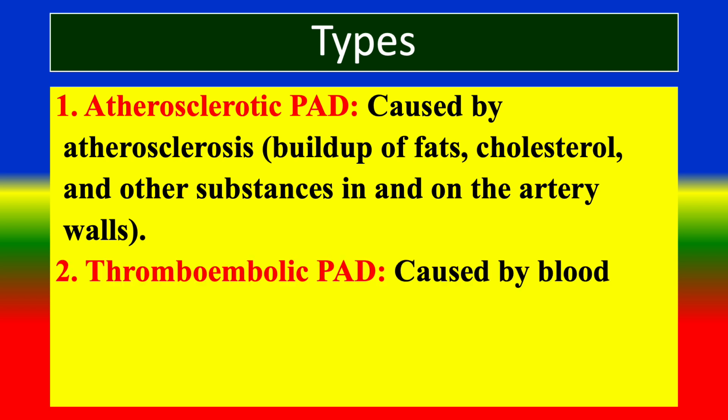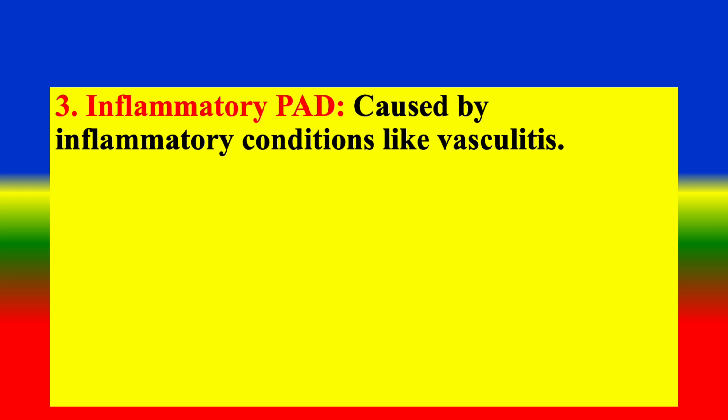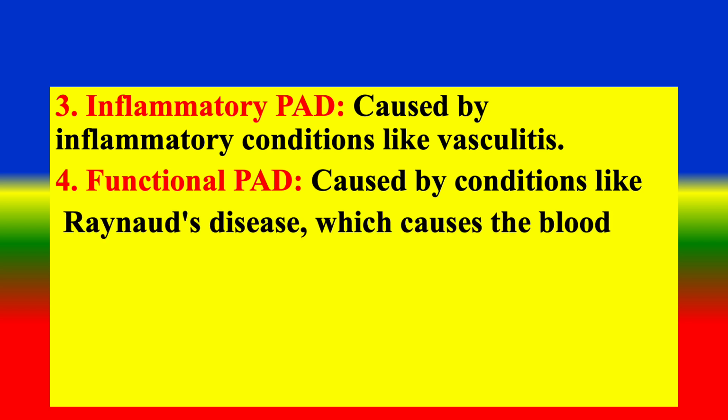2. Thromboembolic PAD, caused by blood clots that travel to the peripheral arteries. 3. Inflammatory PAD, caused by inflammatory conditions like vasculitis. 4. Functional PAD, caused by conditions like Raynaud's disease, which causes the blood vessels to spasm.